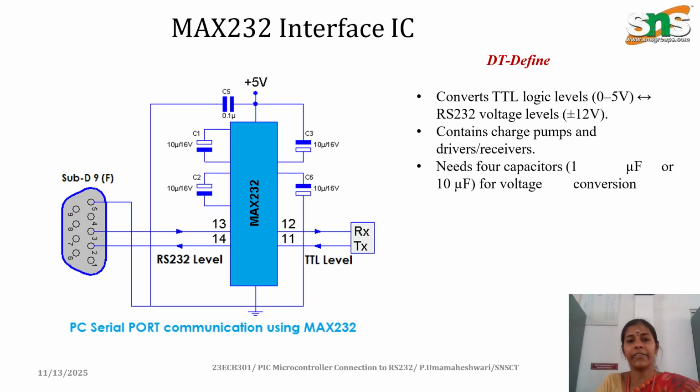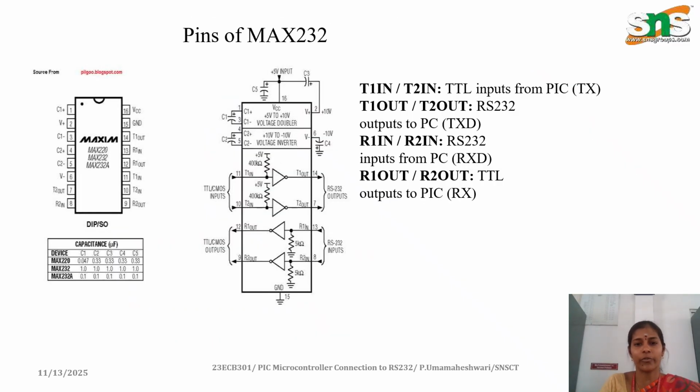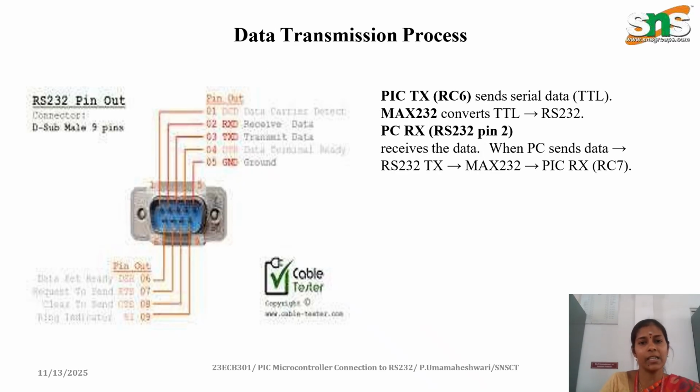It converts the TTL logic level of 0 to 5 volt up to the voltage level of plus or minus 12 volt. It contains the charge pumps, drivers and receivers. It needs 4 capacitors of 1 microfarad. The pins of the MAX 232 include T1 out and T2 out, the RS-232 output to the PC, and the input from the PC.